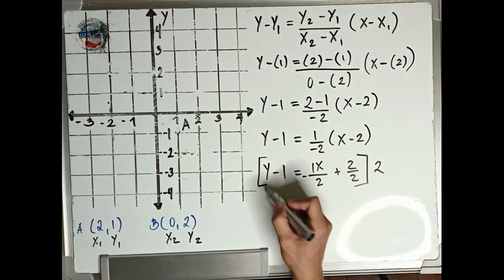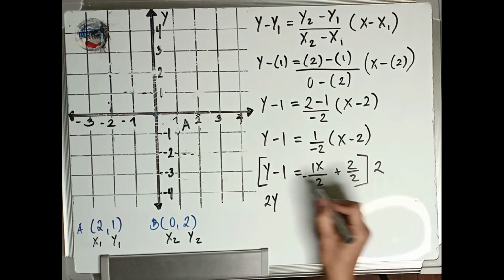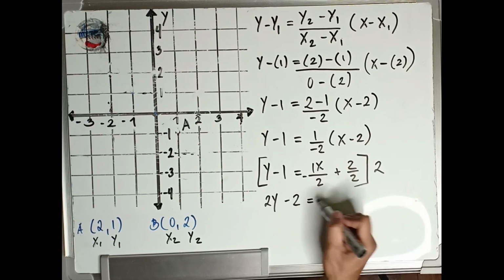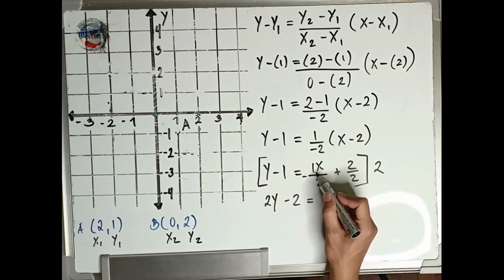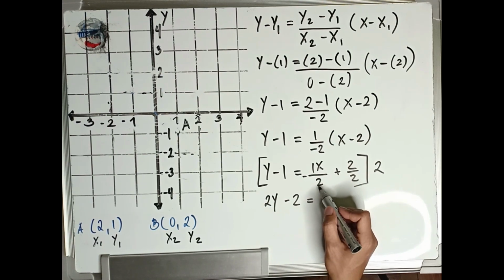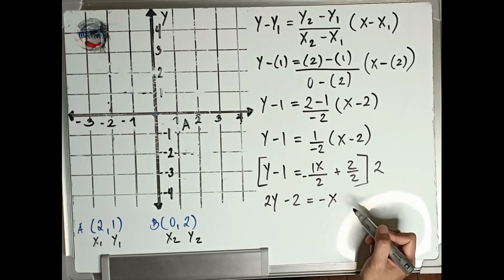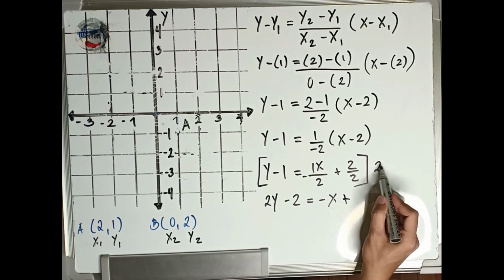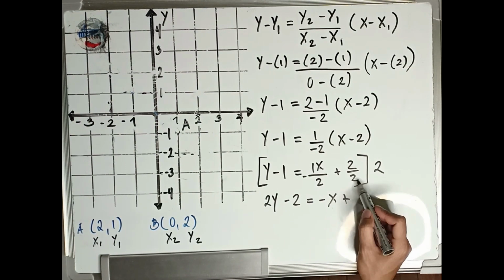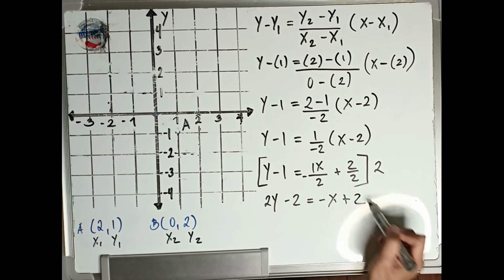So, 2 times y is 2y. 2 times negative 1 is negative 2. 2 times negative 1, x will be negative 2x, over 2 will become negative x, plus 2 times 2 is 4, divided by 2 is 2.